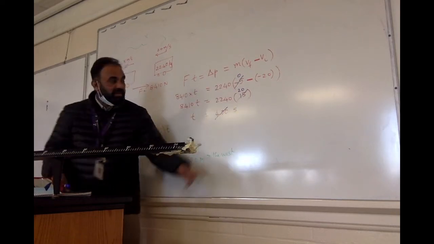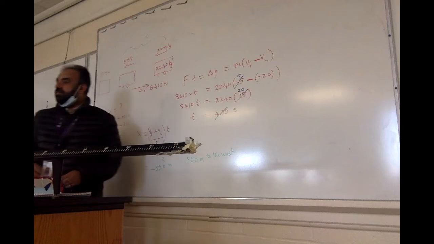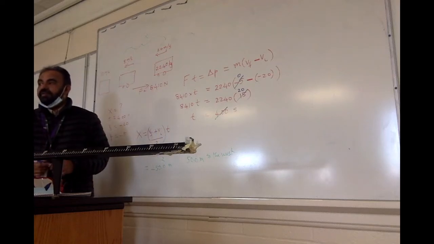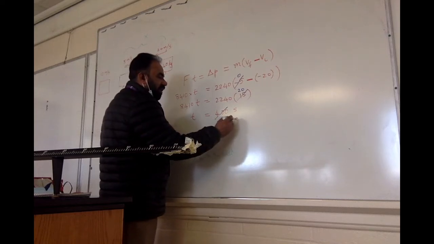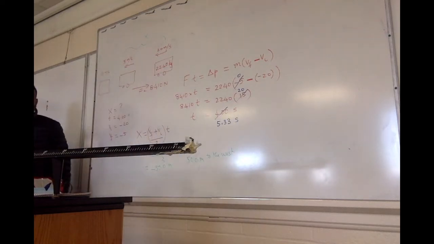So what we have changed over here is we put 0 in place of negative 5 because it is stopping, and then recalculate. How much is the time? Calculate. This is your time to calculate. 5.33. So 5.33 seconds is your new time. And that is the time taken to stop.